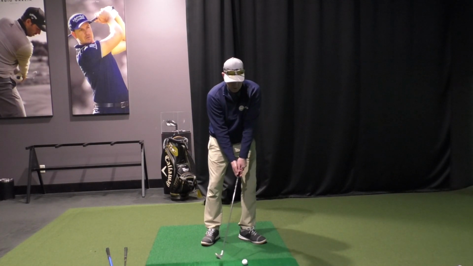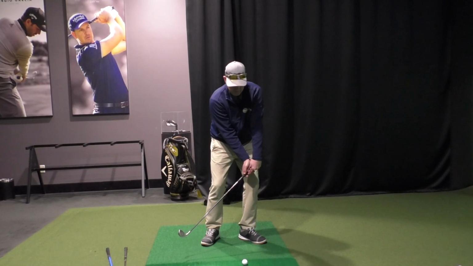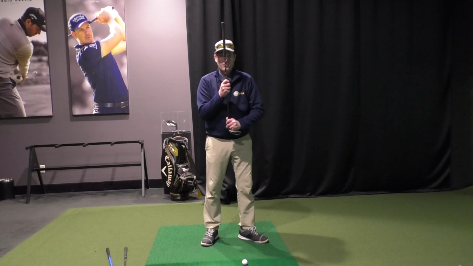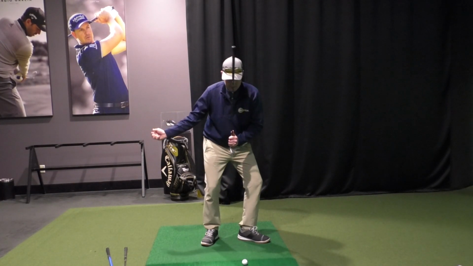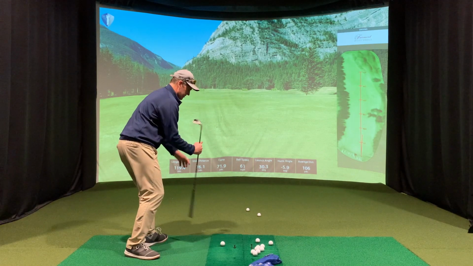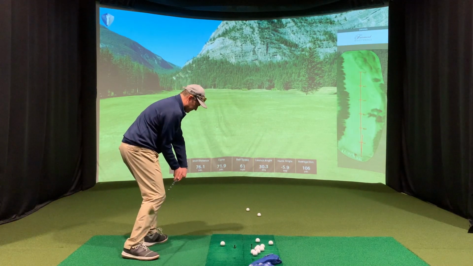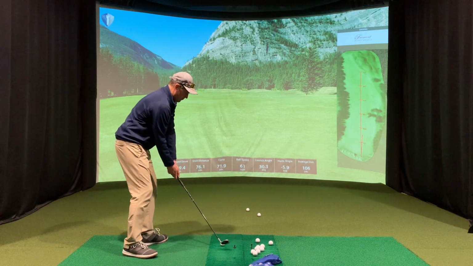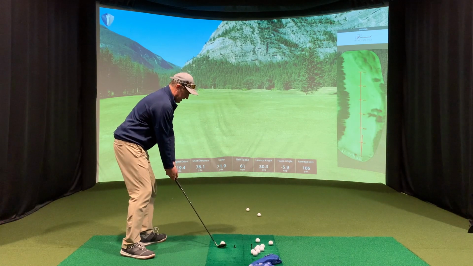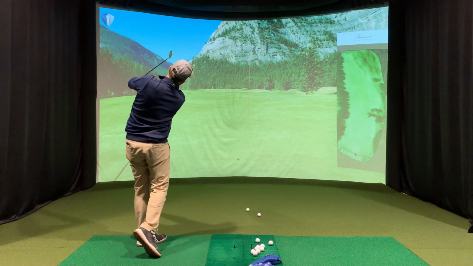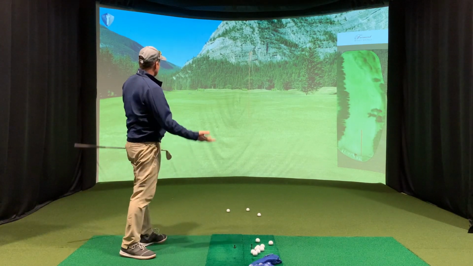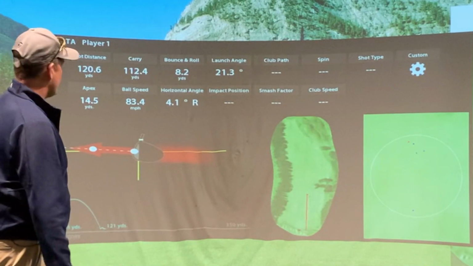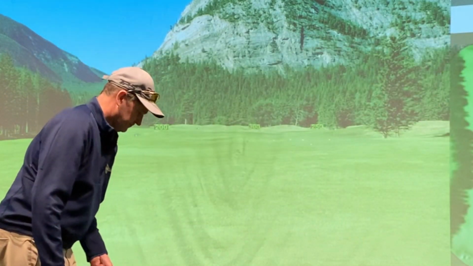If I wanted to launch it low, I need my hands further forward. Number 2, I need the body turned. Number 3, with wedges especially, I don't mind the spine actually bending a little bit forward. That's what's giving me my down angle. That also allows me to swing more from the inside when I'm hitting wedges. That inside approach allows me to get a nice little draw. So there's a little 3/4 sand wedge, right back in the 112 carry, 21.3 of launch.